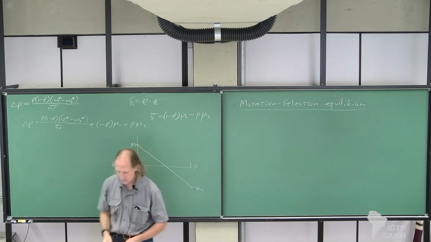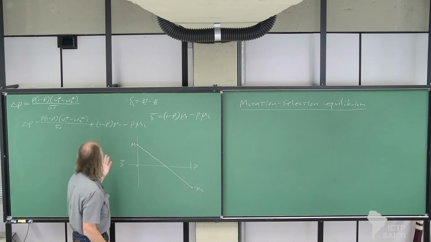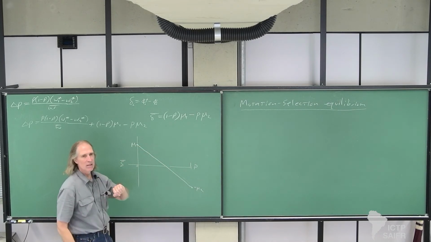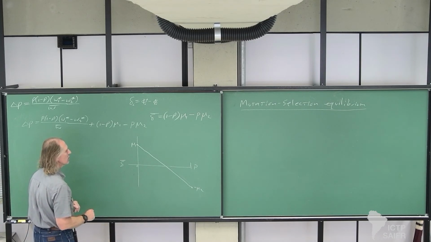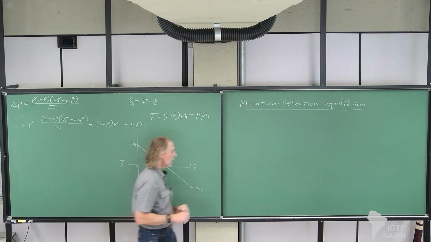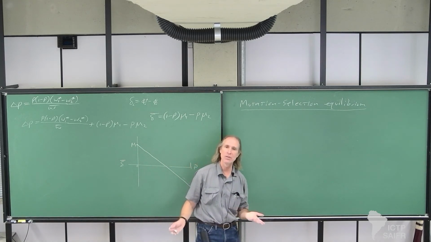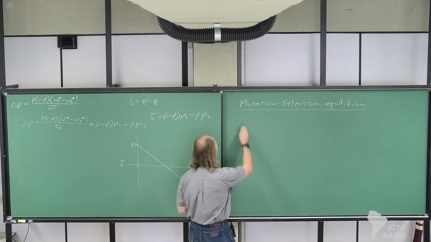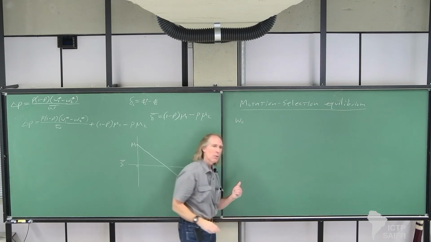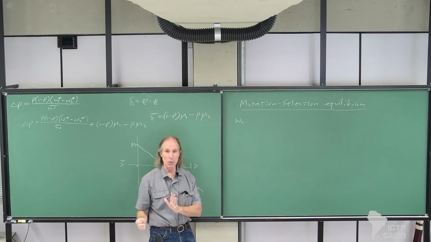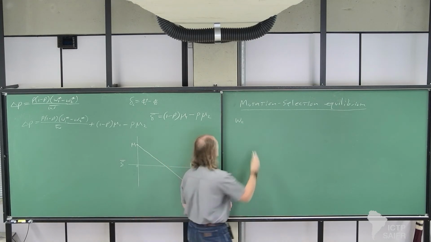Okay. And so let's consider a case that might be of interest here. Let's consider the case that we talked about, selection against a recessive. So I'm going to say that W11, now this is the A1 allele, I'm selecting against the A1 allele, right?